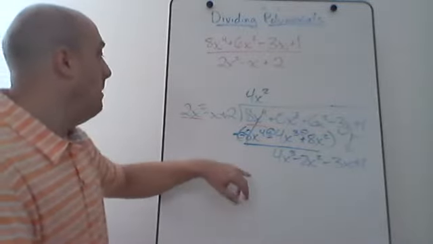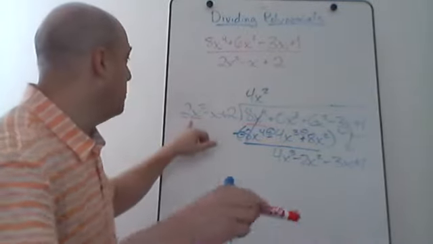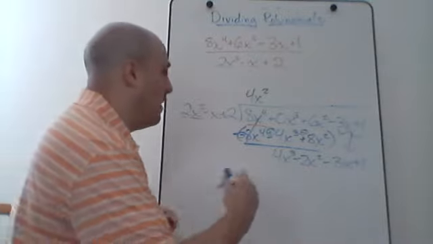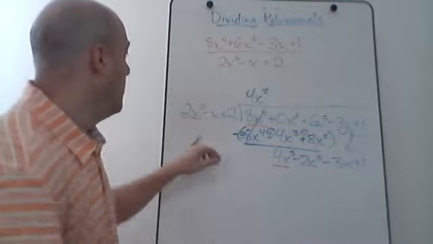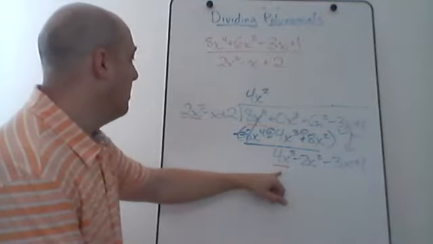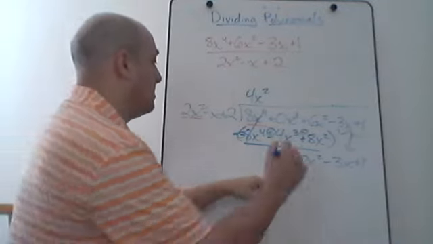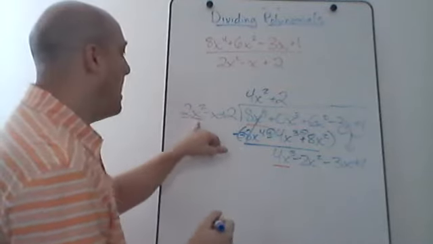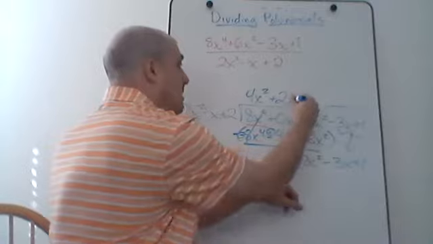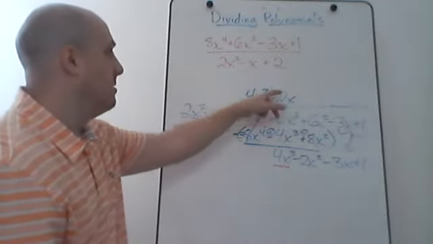Okay, so now I do the same thing, right? I take the 2x squared that's out front, just the first term out front, and I put that into just the first term that's on the inside. All right, so 2x squared into 4x to the third. Well, I have to multiply 2 times 2 to get 4. So it's going to be plus 2x, and I have to multiply x squared times x to make it x to the third power.